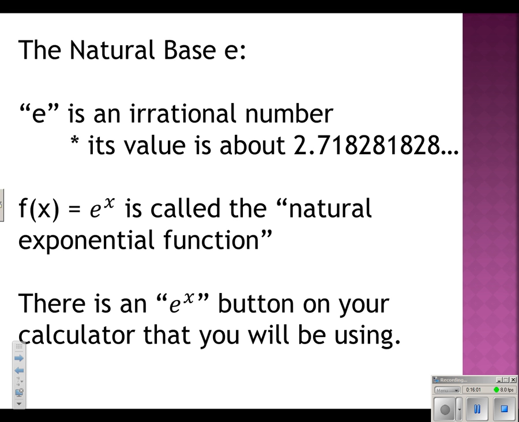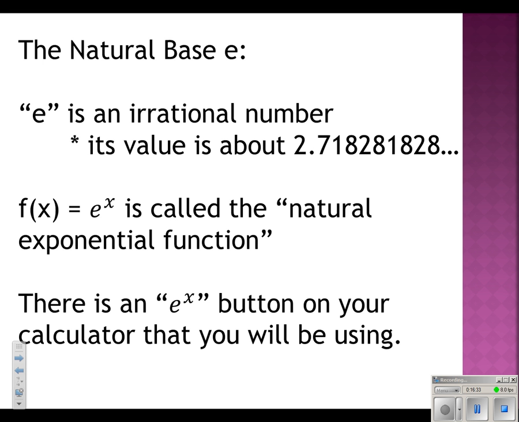Now, the natural base e. I think you're going to recognize e from Algebra 2. Those of you who had pre-calc already, you certainly have worked with the natural base e. e is an irrational number. It's a value of about 2.718281828 dot dot dot. It's a non-terminating, non-repeating decimal. That's what makes it irrational. So it does not have a definite value. It kind of just trails off in some random fashion.